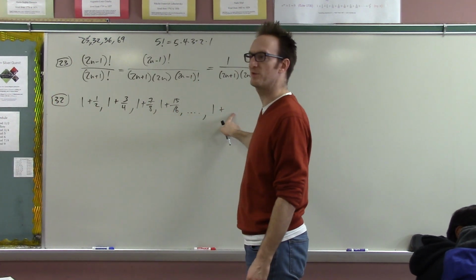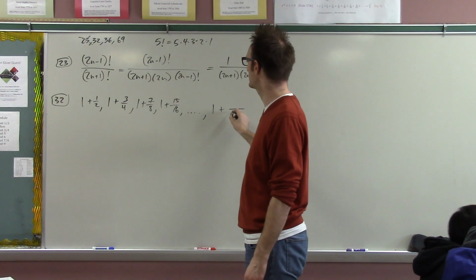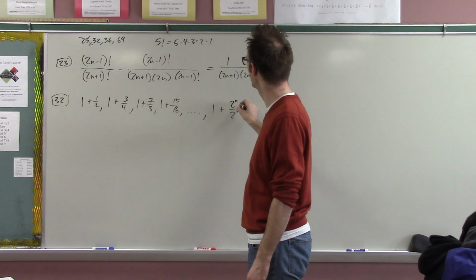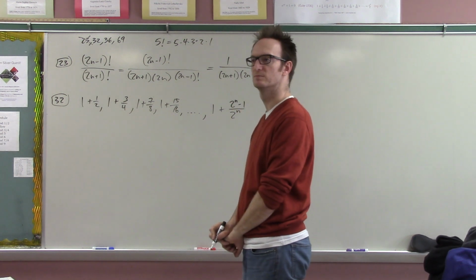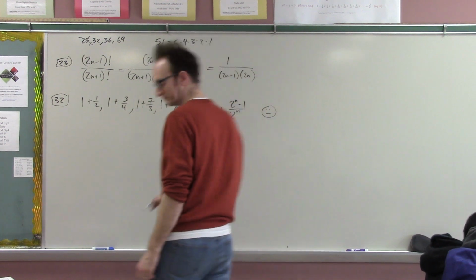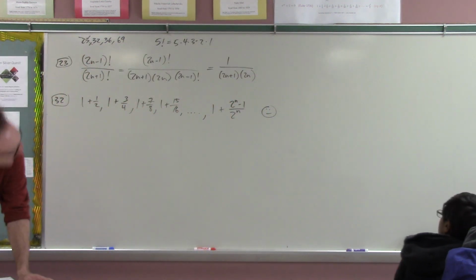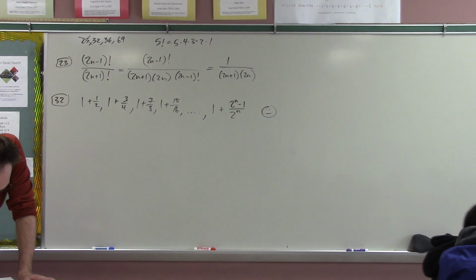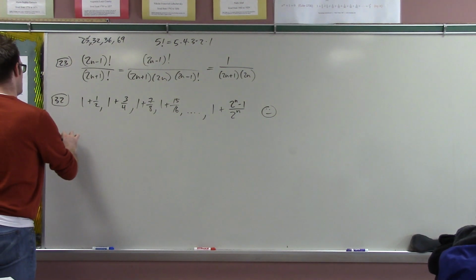The bottom is always a power of 2. Yeah. So the bottom is always 2 to the n, and the top is always 2 to the n minus 1. I'll take that. Okay. You could, yeah, that's good enough. All right, good.